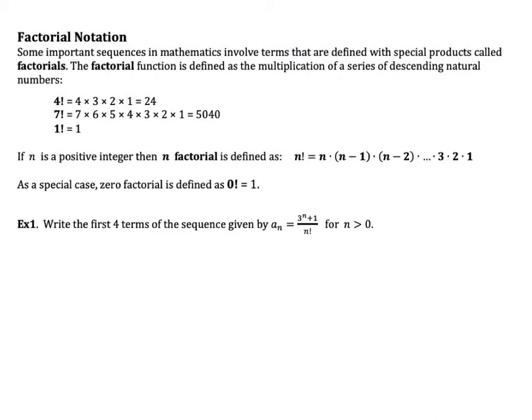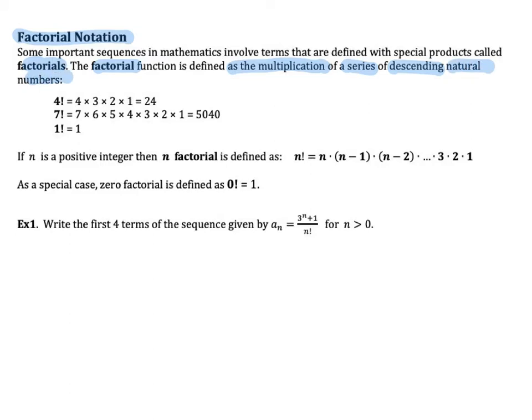All right, our new vocabulary words. Factorial. So we have factorial notation. So there's a bunch of information in this little tiny part of the notes right here. It says some important sequences in mathematics involve terms that are defined with special products called factorials. The factorial function is defined as the multiplication of a series of descending natural numbers.